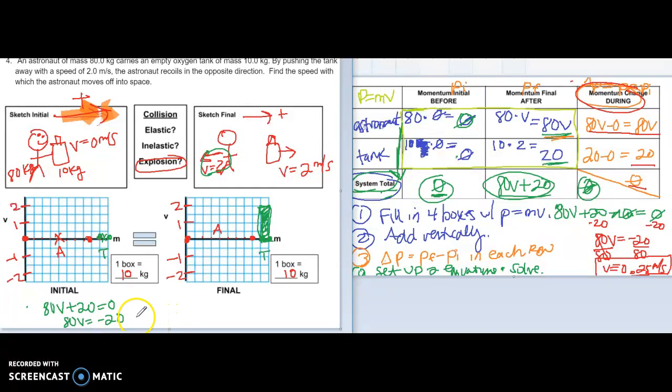You can see that this is coming out exactly like the other one, and now I'm out of space, so I'm going to divide by 80, just like on the last one. And then my velocity, again, should come out to be negative 0.25 meters per second. Those answers need to match. If they don't match, then you know you did something wrong.